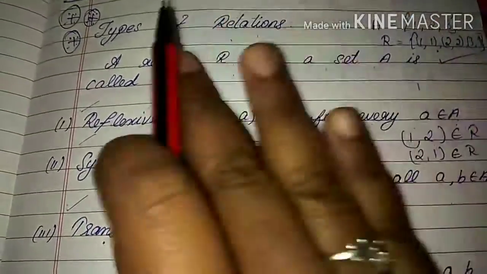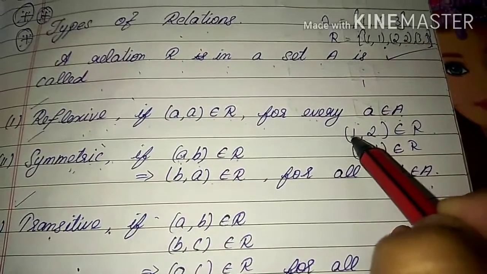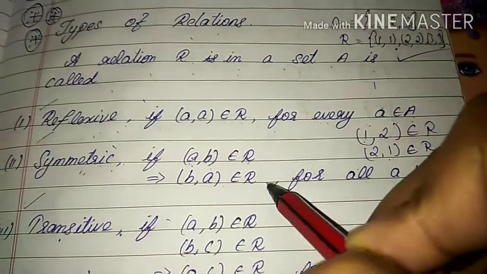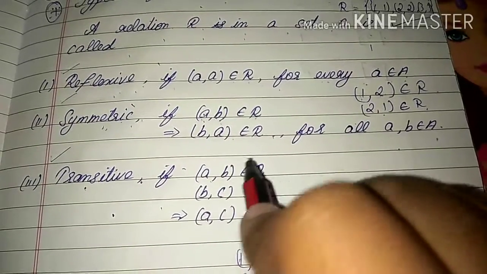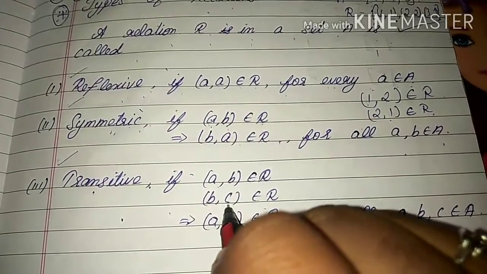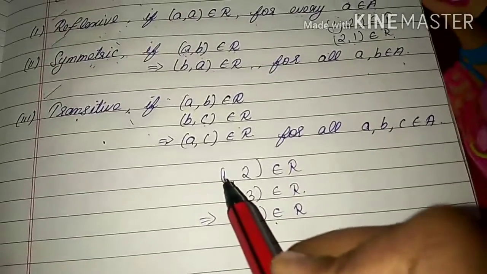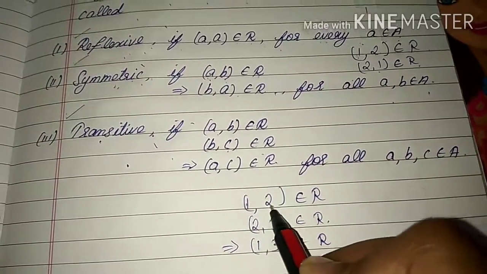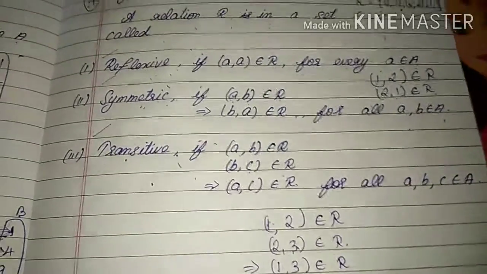Next is symmetric. Symmetric means (a, b), so this side will be (b, a), just like that. So in the relation, if it is (1, 2), then (2, 1) also belongs to R, then it is called symmetric. Then transitive: (a, b) should belong to R, (b, c) should belong to R, and then (a, c) also should belong to R. That is the condition for transitive. I have taken the example 1, 2, 3. I have taken (1, 2), then (2, 3), then these two should be mapped together. Then it is called transitive.